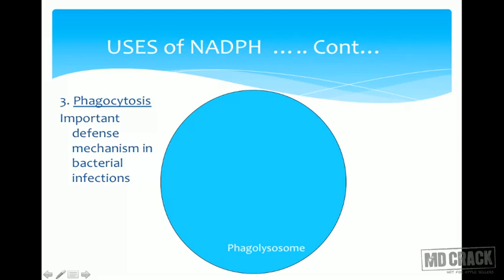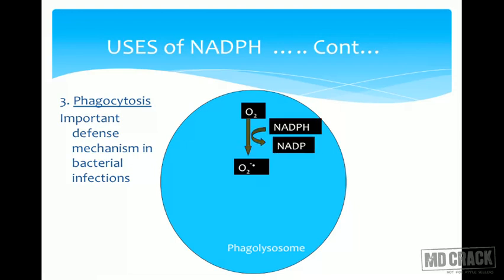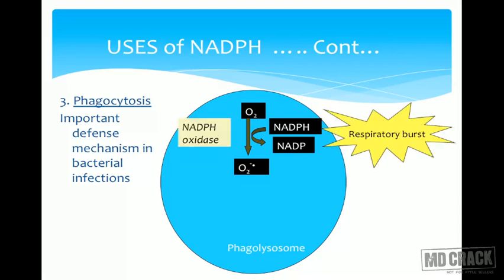So I have shown you here the phagolysosome. In this, oxygen is utilized and it is converted to the superoxide anion by NADPH oxidase. During this process there is a lot of use of oxygen by the phagolysosome or by the WBC, and this is called the respiratory burst. So when a respiratory burst occurs, a lot of oxygen is used and oxygen is converted into the superoxide form.